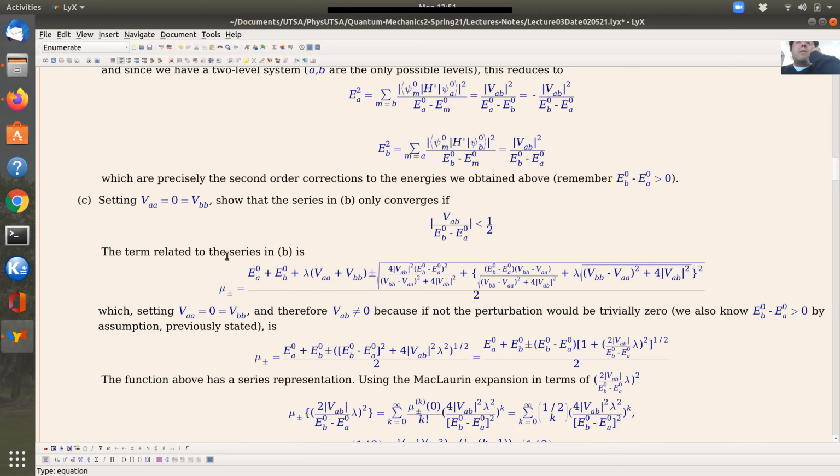So let's follow the assumption where the diagonal terms of the perturbation are 0. This is only done because it simplifies the expression. If these are 0, then the off-diagonal term has to be non-zero, because otherwise we would have the zero matrix, and this would be a non-perturbative case. So this would be trivial, right? In fact, we would have no problem. And of course, we're going to keep the assumption that we made, E0b minus E0a greater than 0.